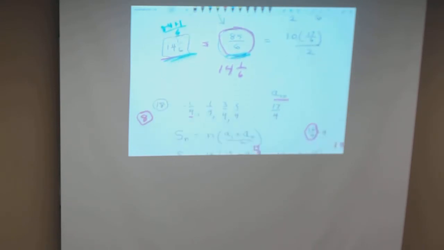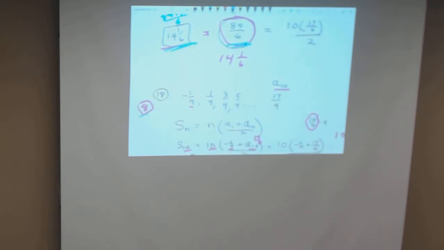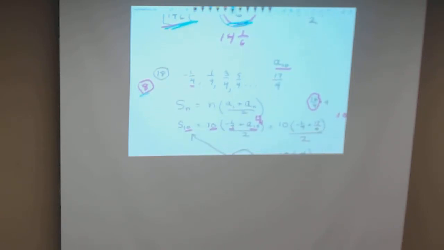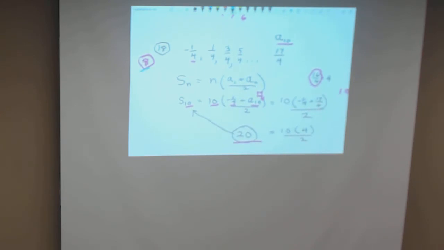Number 18 is problem number 8. -1/4. Oh, and the same thing here. See where it says in problems 11 through 20, find S sub 10 and S sub n. Mark out S sub n. We're only doing S sub 10. We're not doing that S sub n stuff. So S sub 10 would be 10 times the first term plus the 10th term, which is 17/4.